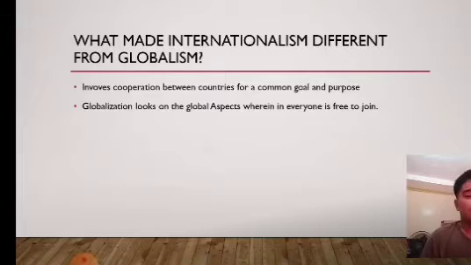Aside from that, it also allows developing countries to raise their standards of living. So what is the real difference between internationalism and globalization? It is very easy. Internationalization or internationalism only involves limited countries, those who agreed or who are part of a certain international group, while globalization involves everybody who is interested or willing to join. So that's it.